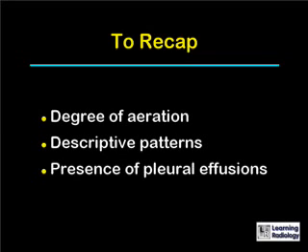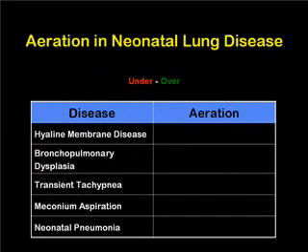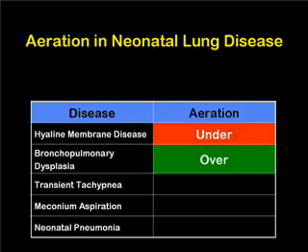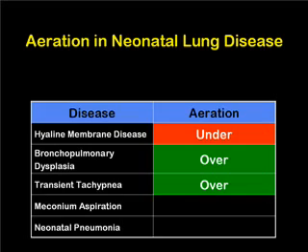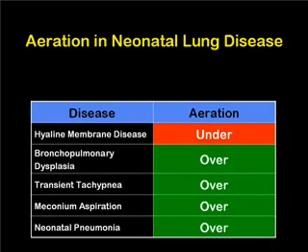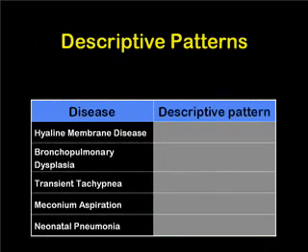To recap, if we look at the degree of aeration, the descriptive patterns, and the presence of pleural effusions in the 5 diseases which we've discussed. Hyaline membrane disease is usually under-aerated. Bronchopulmonary dysplasia is usually over-aerated. Transient tachypnea is usually over-aerated. Meconium aspiration over-aerated. And neonatal pneumonia over-aerated.